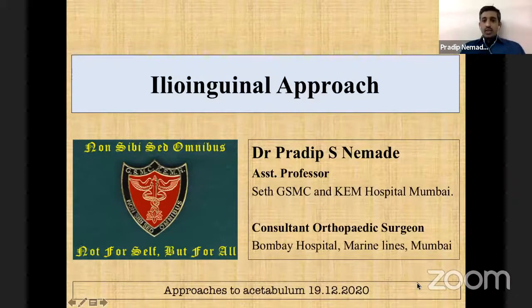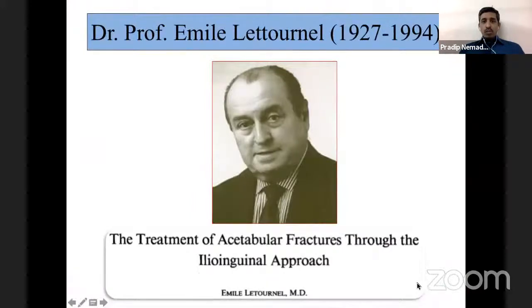So if you see, the ilioinguinal approach is one of the most traditional approaches. If you see the history of approaches, Emile Letournel plays a very important role in the evolution of the approach. The initial anterior approach was the Smith-Petersen iliofemoral approach. Later on, when Letournel did his thesis and dissected cadavers, he was the one who described this approach. So we have seen in the last talk the iliofemoral approach, which is a very good approach. The only drawback is that it limits your exposure to the lateral side of the fractures.